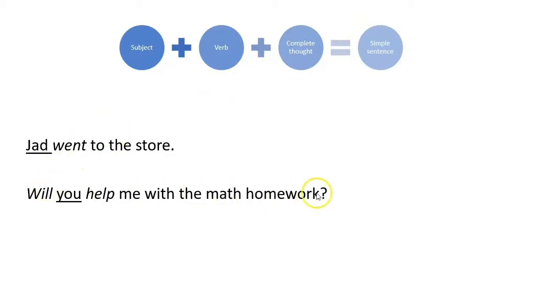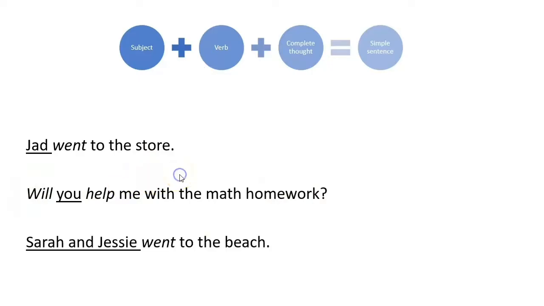Will you help me with the math homework? You is the subject, will help is the verb, and when you read the sentence, you can also understand its meaning. Sarah and Jesse went to the beach. Sarah and Jesse are the subject, went is the verb, and when you read the sentence, you can understand the whole meaning.